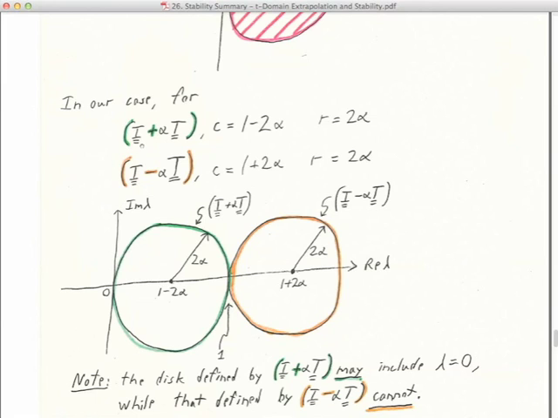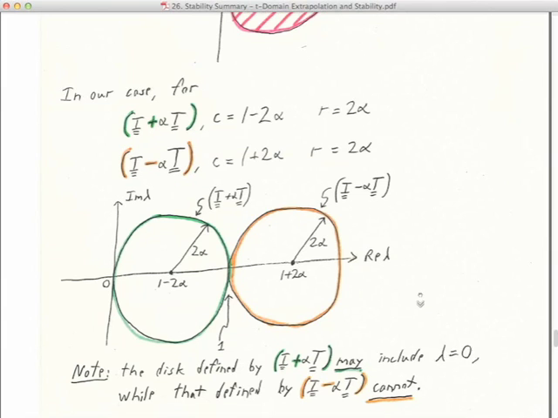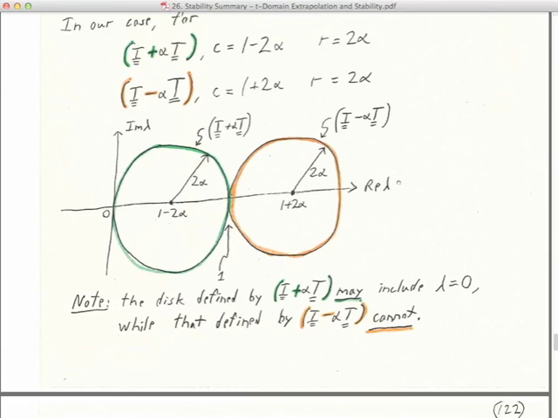The green one is I plus alpha t, the brown one is I minus alpha t. The center is the diagonal element, and that's the same for every row, which is kind of nice. So that's 1 minus 2 alpha for the green one, and the radius is 2 times alpha. For the brown one, the center is 1 plus 2 alpha, and the radius is 2 alpha. So here, just to plot those disks in the eigenvalue space, real lambda and imaginary lambda, we start with the green one.